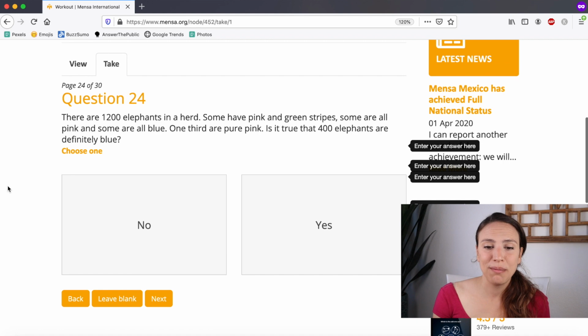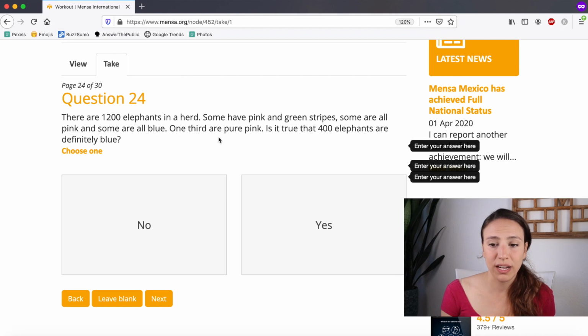Here's a logic problem. There are 1,200 elephants in a herd. Some have pink and green stripes. Some are all pink. Some are all blue. 1/3 are pure pink. Is it true that 400 elephants are definitely blue? All we know is that 400 are pink, but they don't tell us anything about the ones that are pink and green or the ones that are all blue. So I'm going to say no.